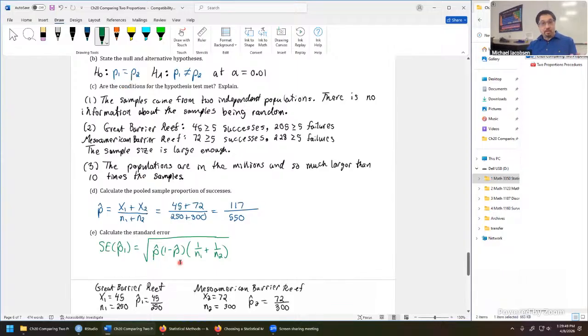Once we have that formula down, we just plug in values. This is going to be the square root of, use this value from the prior step, 117 over 550, 1 minus 117 over 550, multiply by 1 over the sample sizes, so 1 over 250 plus 1 over 300 coming from the second sample. So there it is in its full glory, just a new standard error.